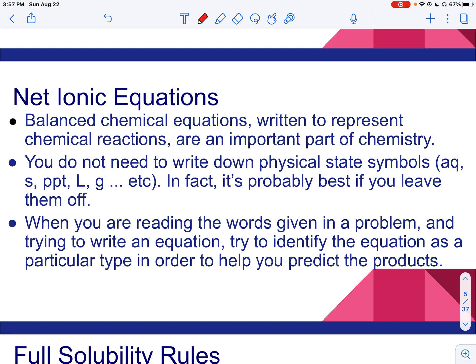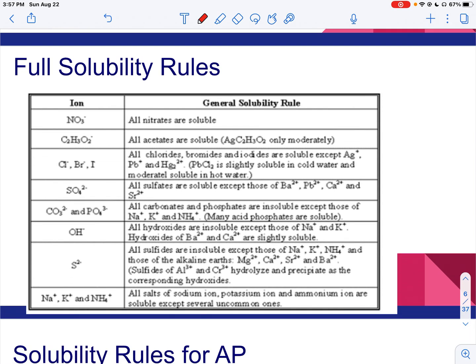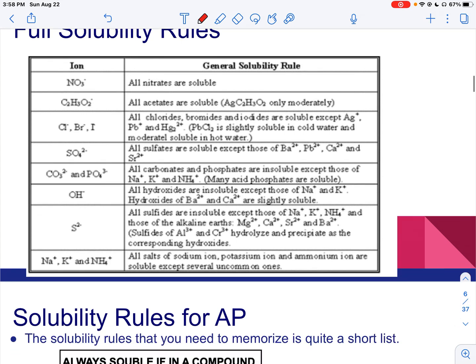Something that's probably new to a lot of you, if not all of you, is solubility rules. We're going to use these in our net ionic equations. This is the full set of solubility rules. I want you to have it in your notebook, which is why I put it in the notes. I want you to be able to reference it, because if you need more practice with net ionic equations and you come to me for a set of practice, you're probably going to need to reference these.